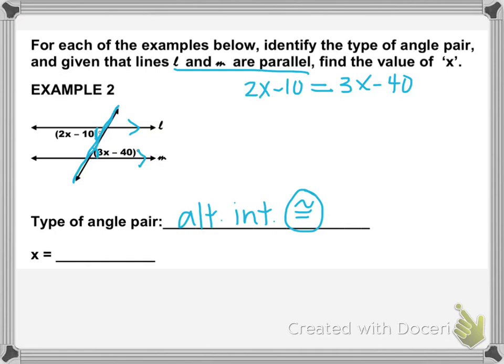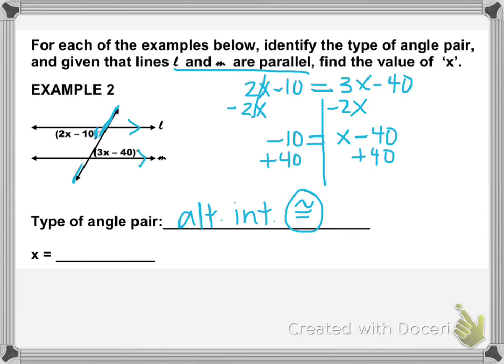I think it says 3x. Let me erase that. Yes, it's 3x. Okay, just checking. All right, so here's our equation. Now we're going to solve. I like to move all my x's to the right, so I'm going to subtract 2x from both sides. Negative 10 equals 3x minus 2x is 1x, or x, minus 40. And now I'm going to move my constants, that minus 40, to the left by adding it to both sides. Negative 10 plus 40 is 30, and that's equal to x. So there's my value of x.